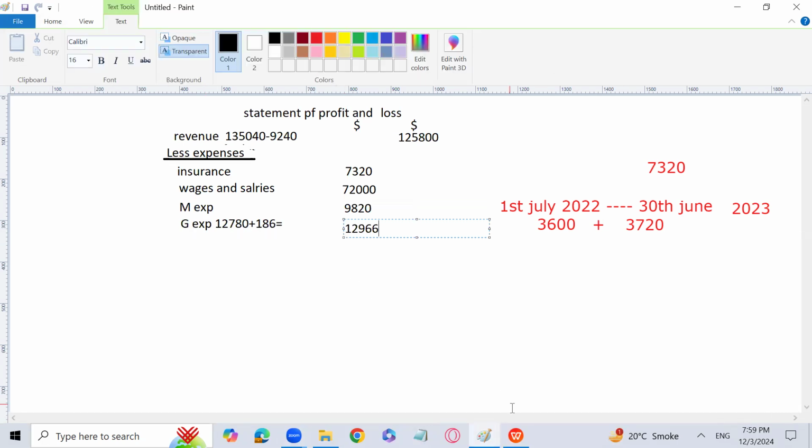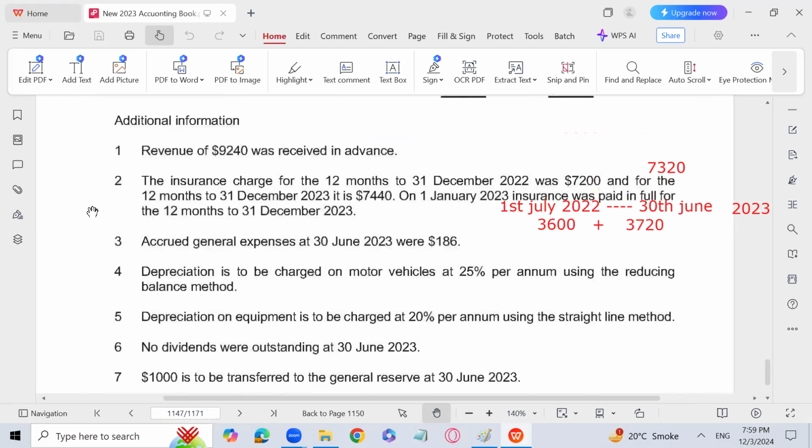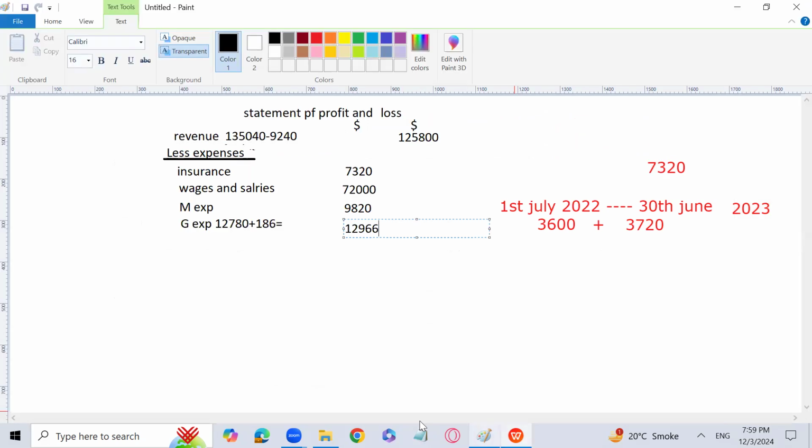12,966. So that will be the answer of the general expenses. Let's talk about the other expenses given in the question. There are 2 more expenses. One is depreciation on equipment, that is 20% under the straight line method. The equipment cost is 5,000 into 20%, so depreciation on equipment is 1,000.